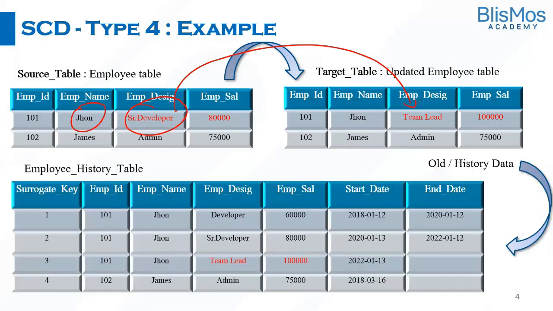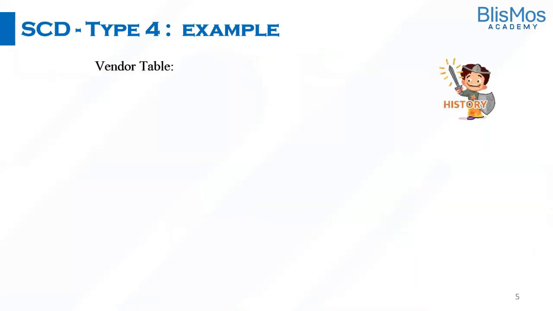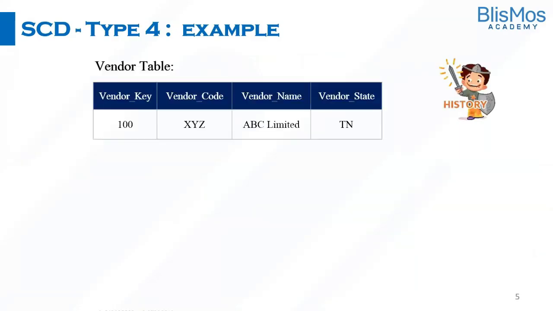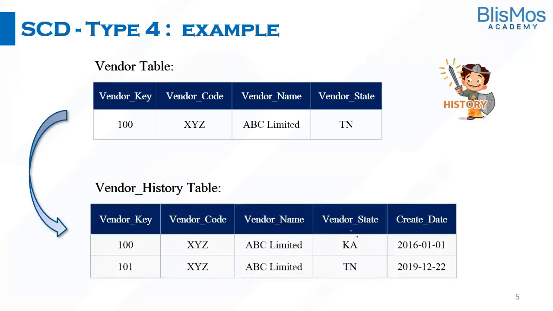By using a historical table. If you see here, the designation earlier to senior developer is developer, then he was promoted to senior developer. Now he has been promoted to the team lead. So the current designation is team lead. This is how we are tracking the changes by maintaining the employee history table. One more example: if you have vendors, and the vendors change their state, we can create a vendor history table and maintain what was the previous state and what was the current state.